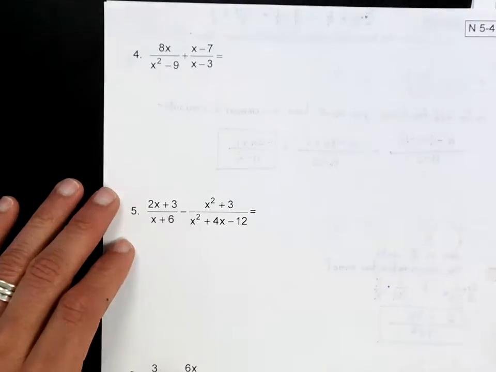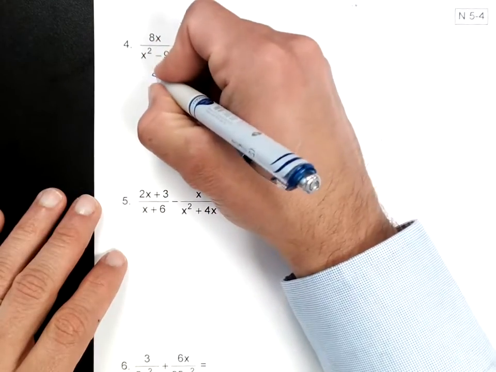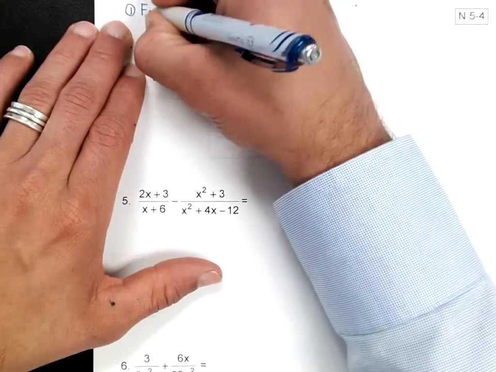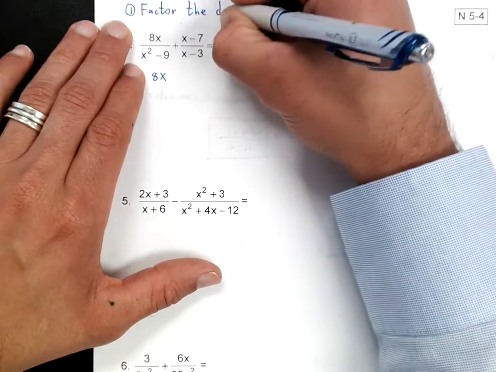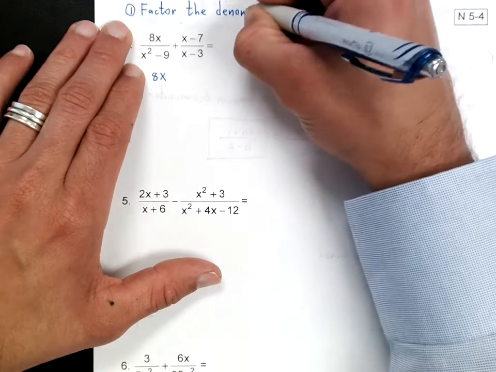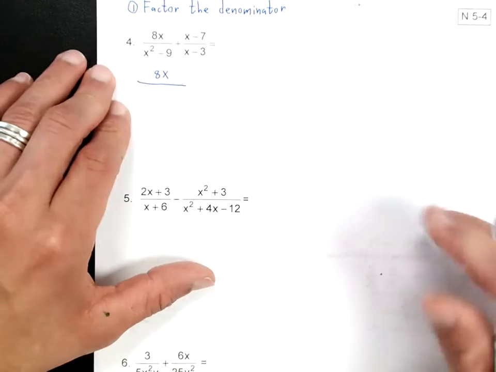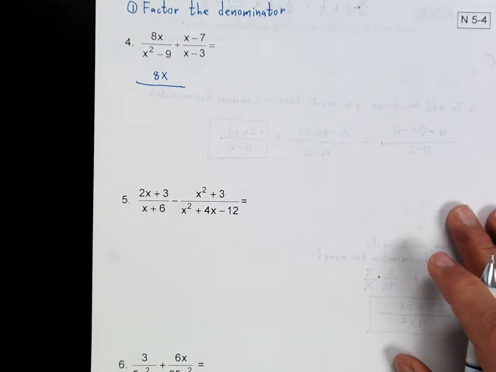Alright, so let's look at number 4. Let me see, you just came off a test where you had to factor. Alright, so step 1, you need to factor the denominator. Do not factor the numerator. Numerator is not that important. Alright, so the denominator is what we want to factor.